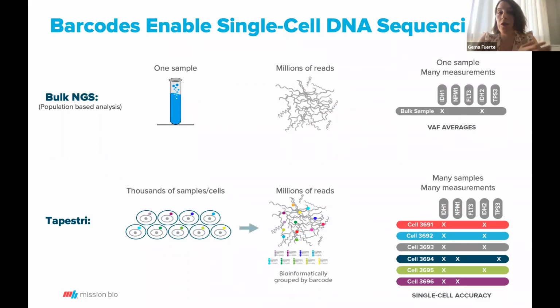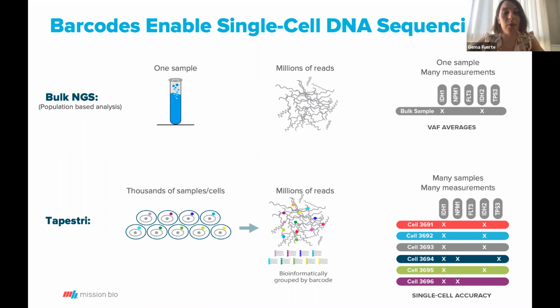Of course, the traditional way to analyze DNA is bulk NGS, or population-based analysis. From the bulk NGS, we have one sample, we have millions of reads, and then we provide you what is called a V-allele frequency average of the mutations. So we tell you that percentage is mutant for IDH1, or that percentage is mutant for IDH2, if we follow the example on the screen. With the Tapestri, we barcode each and every single cell prior to sequencing in a way that then we can tell you exactly which mutations are present in which cells, thanks to individual, unique barcodes.